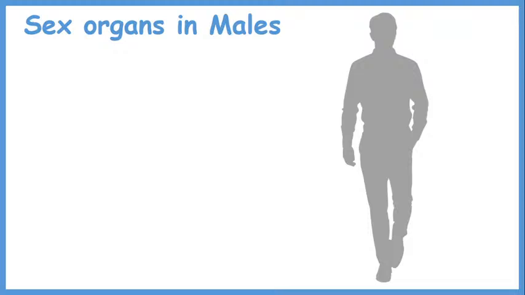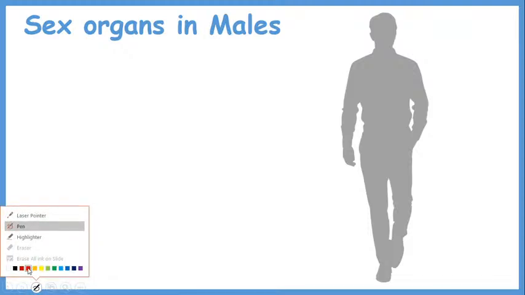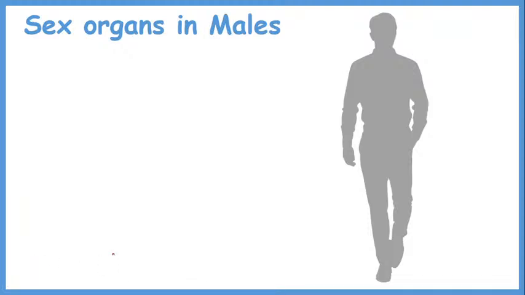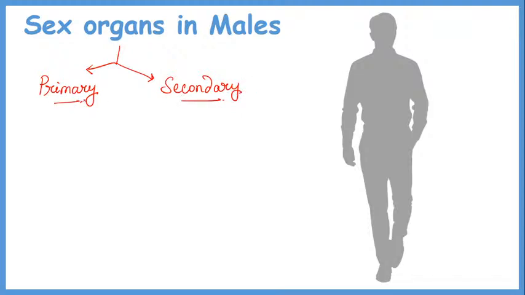Right. So we will be first starting off with the sex organs in the males. First of all, the sex organs have two types. The first type is the primary sex organ, and the other type is the secondary sex organ. Right, primary and secondary. So what happens in a primary sex organ? Primary sex organ is the organ which produces the gametes.